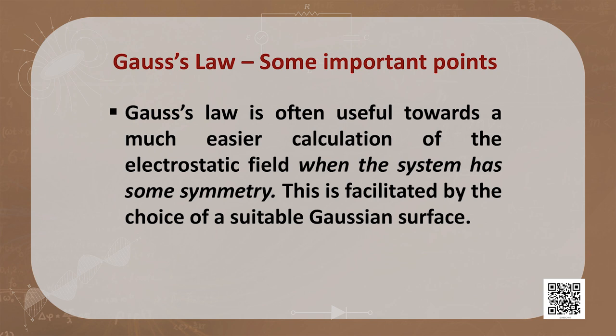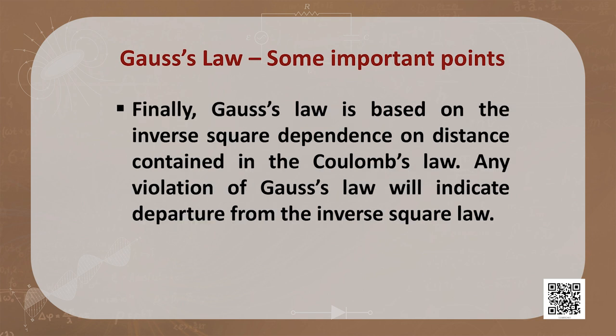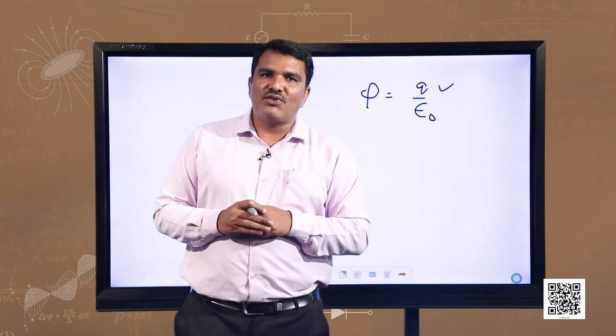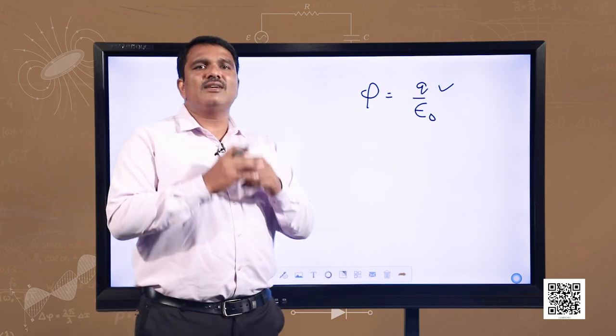Gauss's law is often useful towards a much easier calculation of electrostatic field when the system has some symmetry. This is facilitated by the choice of a suitable Gaussian surface. Finally, Gauss's law is based on the inverse square dependence on distance contained in Coulomb's law. Any violation of Gauss's law will indicate departure from the inverse square law. Let us now try to solve some problems based on electric flux.